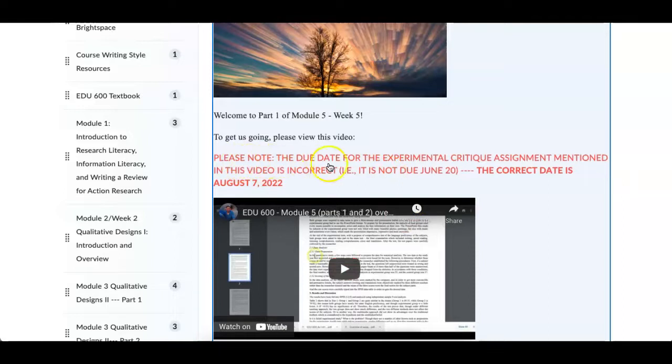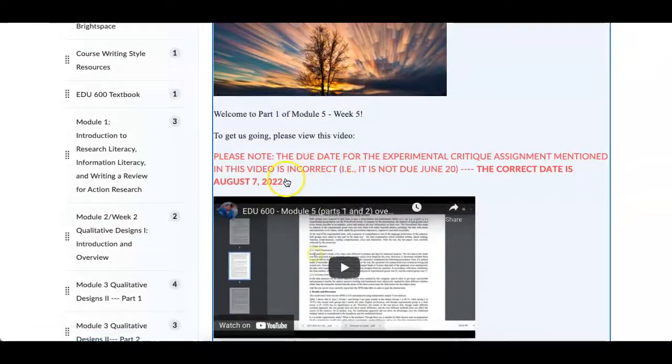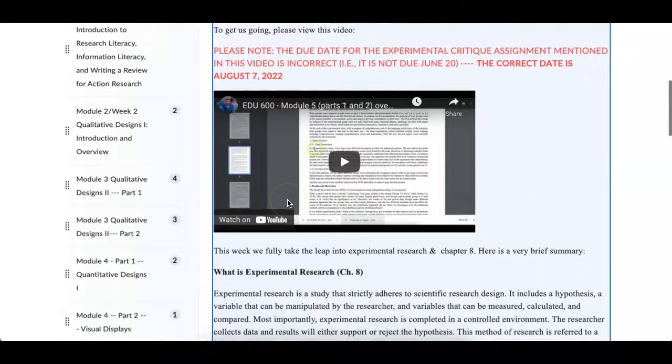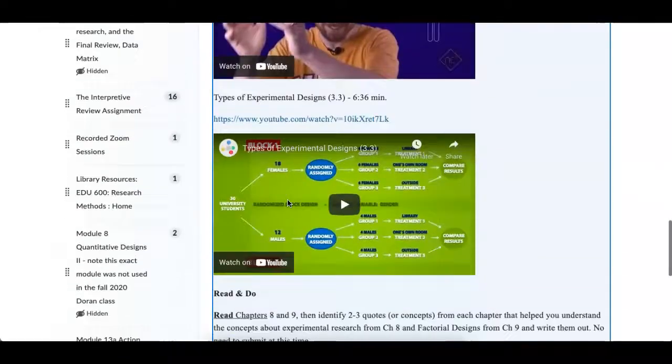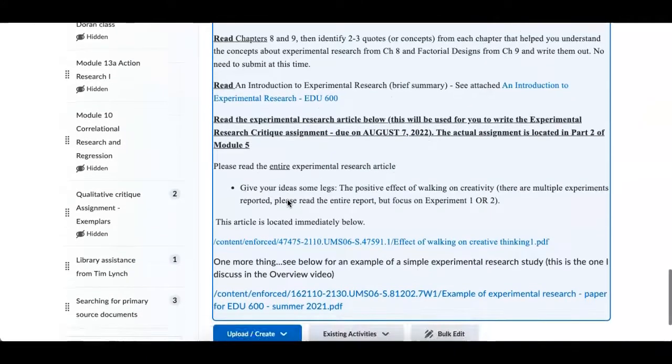And so please note the due date for the experimental critique assignment is not June 20th as mentioned in the video. The correct due date is August 7th. August 7th is what was in the syllabus. It's what's in the assignment. It's where you submit the assignment. Everything is August 7th. So I wanted to just give you a heads up. What is in this particular video, I mentioned June 20th. The correct date is August 7th. Okay, I'm not going to repeat everything because everything is repeated in the other video.